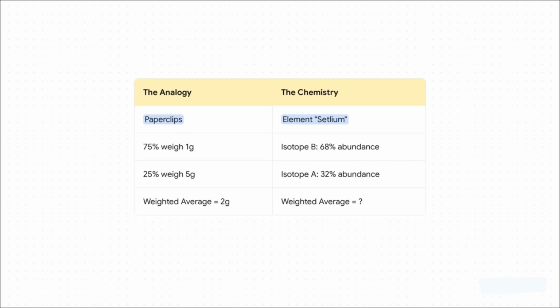And look at this. It's the exact same problem. On the left are paper clips. On the right, some made-up element we're calling setlium. Just like with the paper clips, we've got two versions, two isotopes, and each one has its own specific mass and its own natural abundance, or how common it is. The way we're going to find the average atomic mass is, you guessed it, identical.